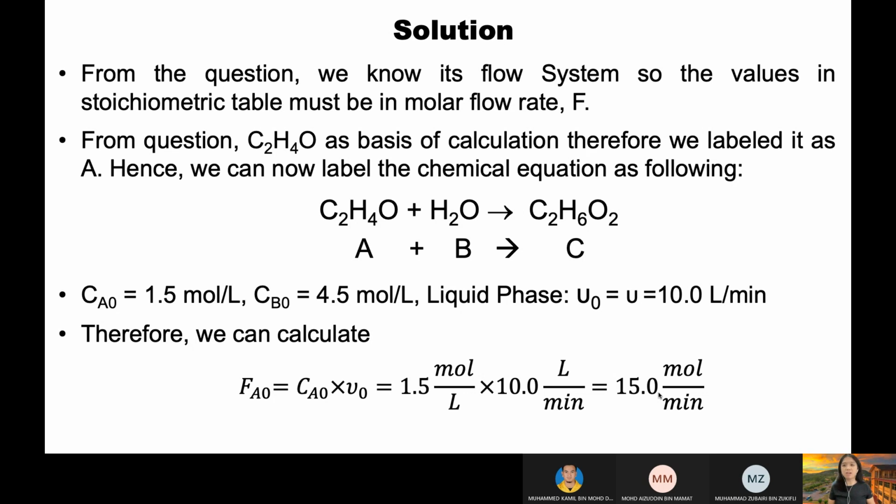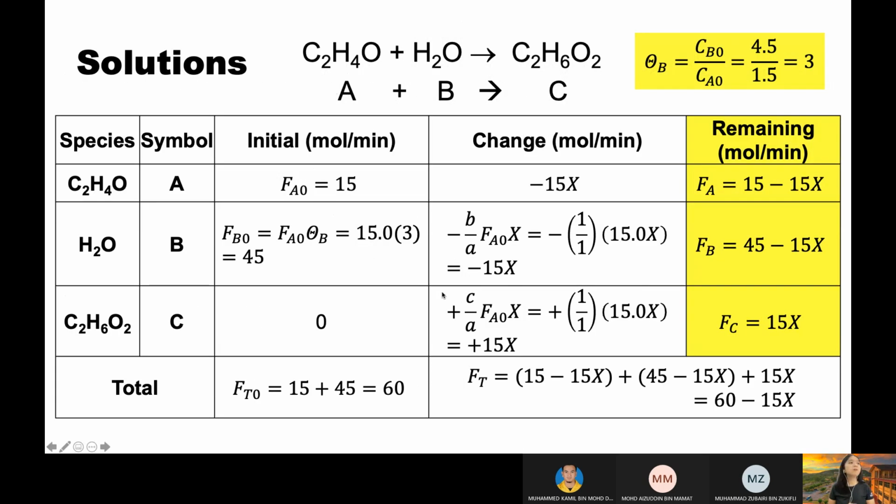So after you get FA0, then kita dah boleh buat table lah. So table tu hanya kita boleh buat kalau kita tahu FA0. Okay, so let us do the table, a quick one. Okay, so dalam case ni, it's a very simple table because kita ada 3 compound je. 2 reactant, 1 product, tak ada inert. Dia tak cakap apa-apa pun pasal compound lain. So ada 2 reactant, 1 product. So each compound tu has its own row. Okay, so C2H4O, 1 row, water, the second row, the product C2H6O2, the third row. So the row last tu total dia.